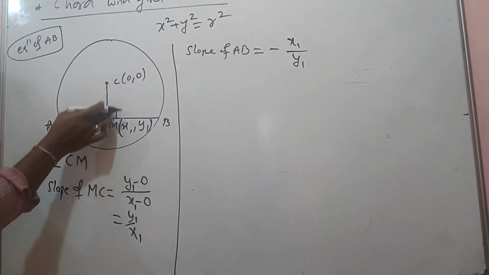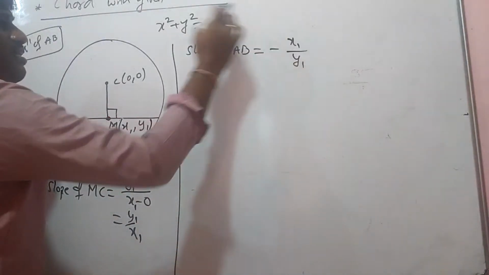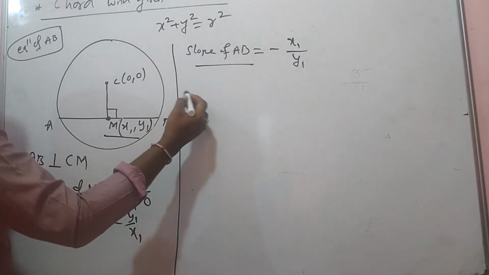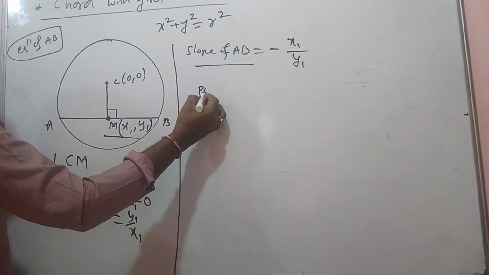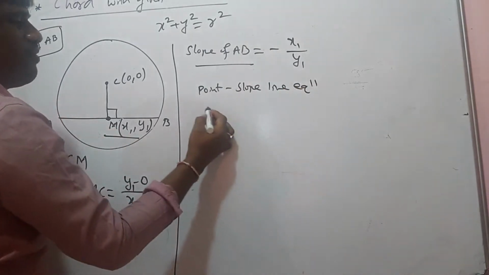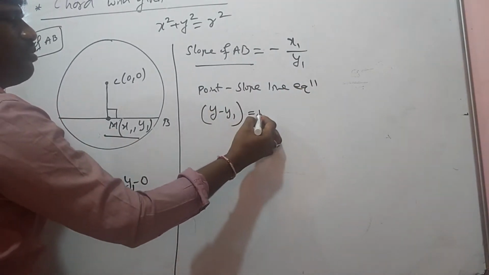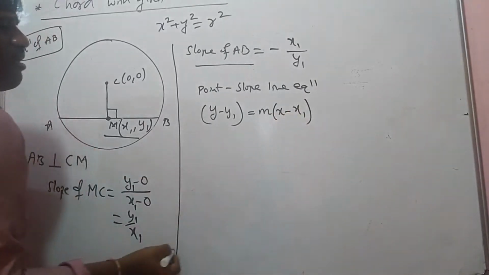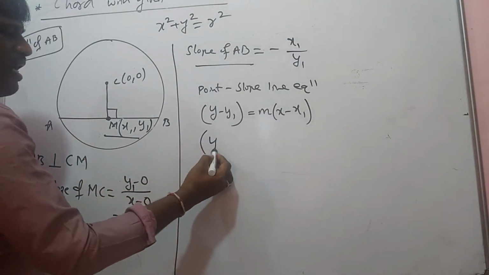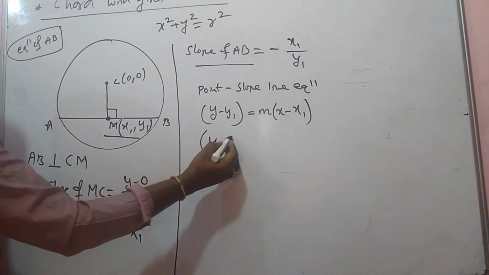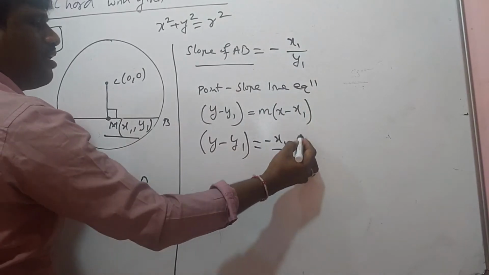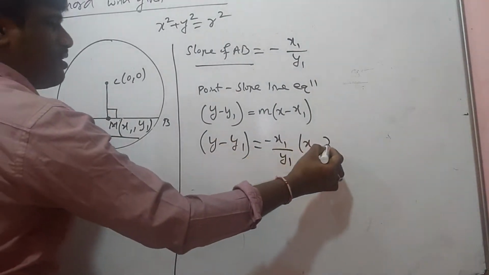Then I find the slope of MC, and the slope of AB will be this. Now you have a point and the slope, so use the point-slope line equation. The formula is y minus y1 is equal to m into x minus x1. I am deriving it, but you have to remember it at the end. Here y minus y1, because the point is the same, and m is minus x1 by y1, and x minus x1.